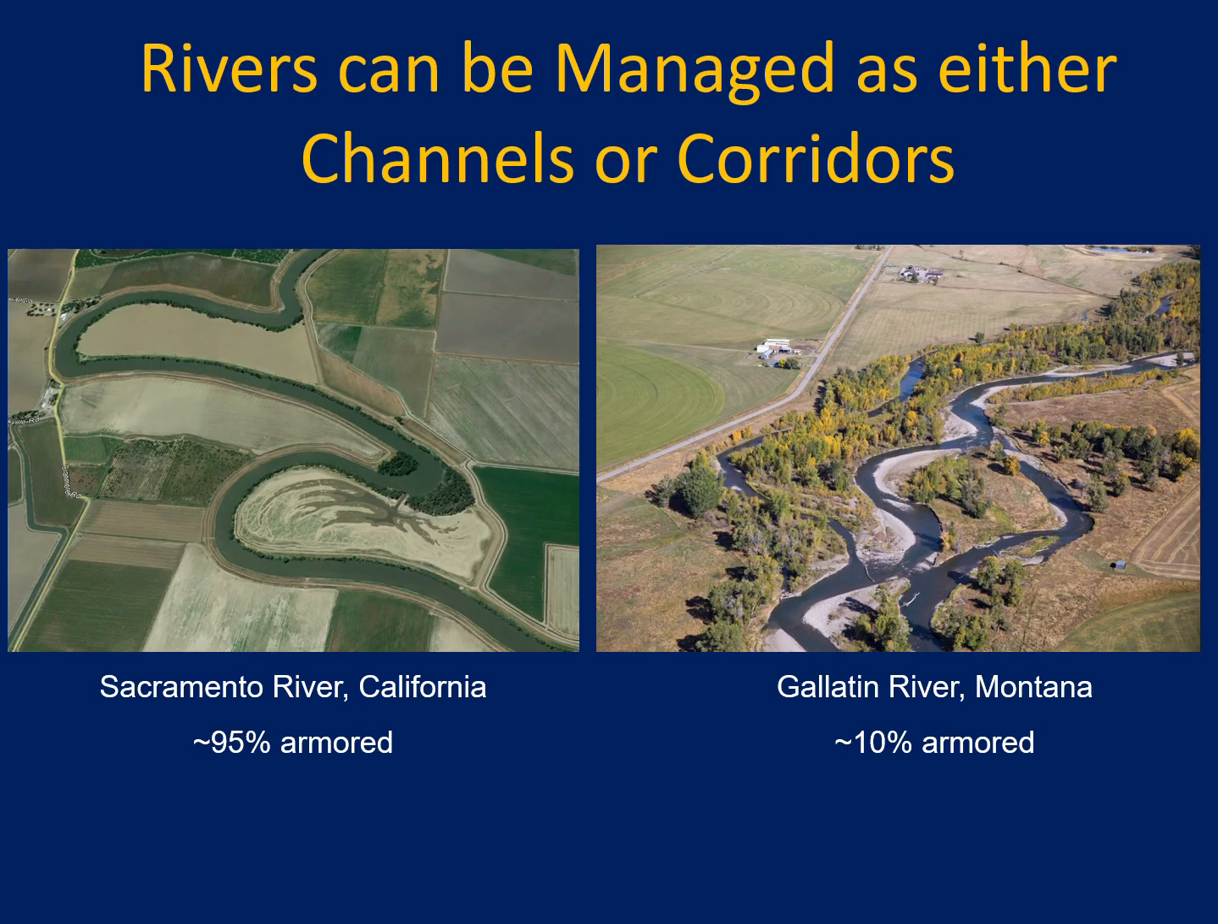The alternative to this is to keep our rivers open and treated like corridors. The photo on the right is a portion of the Gallatin River, and this is a great example of a river being left as a corridor, where it's been given space to flood and move. This not only keeps those critical dynamic processes like flooding and channel migration going, but it also gives floodwaters room to spread out during flood events.